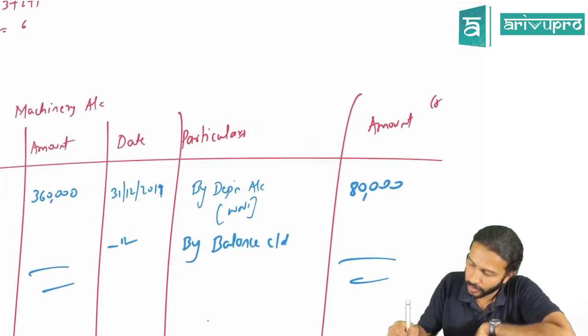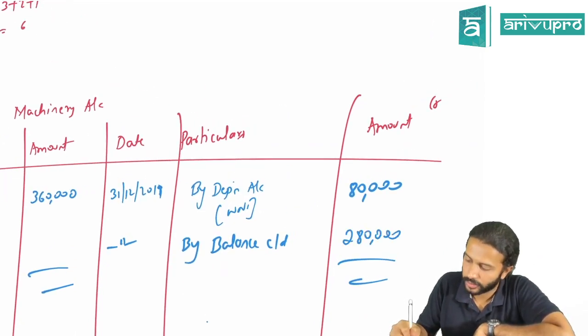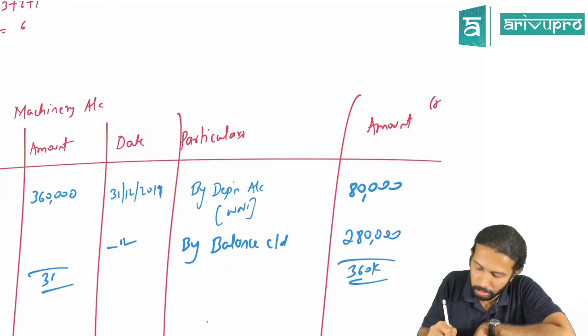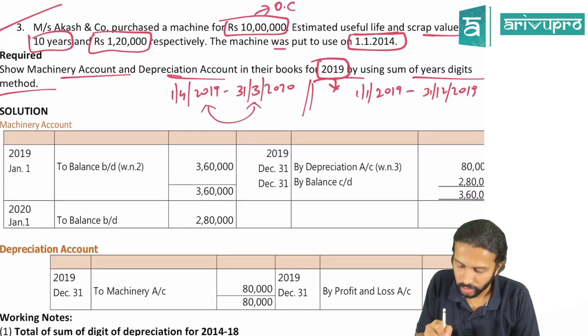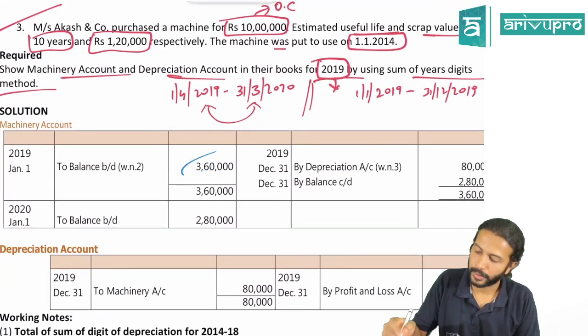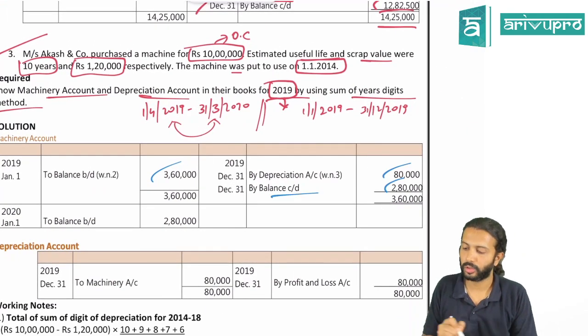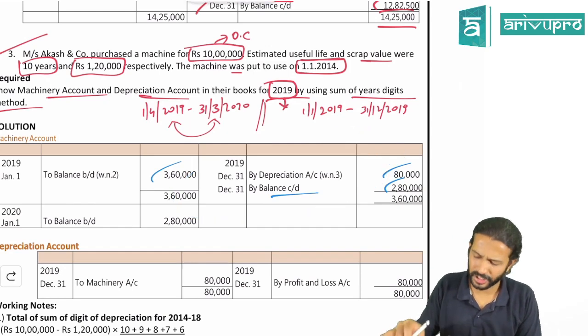360 minus 80, which will be 2,80,000. So the ledger got matched out on both sides. That is what they must have done here. So to balance brought down 360 by depreciation 80. To balance carried down 280. That's all.